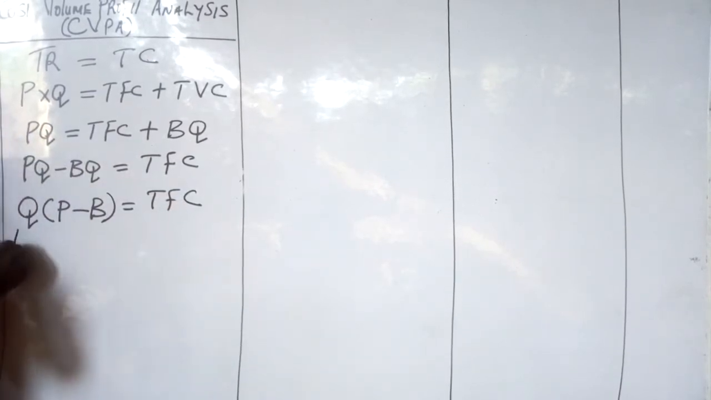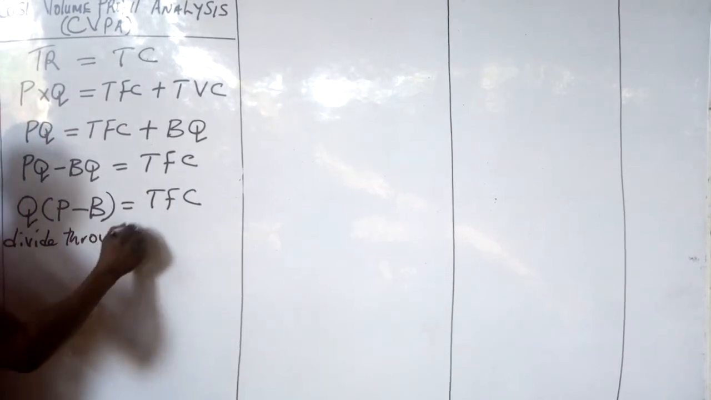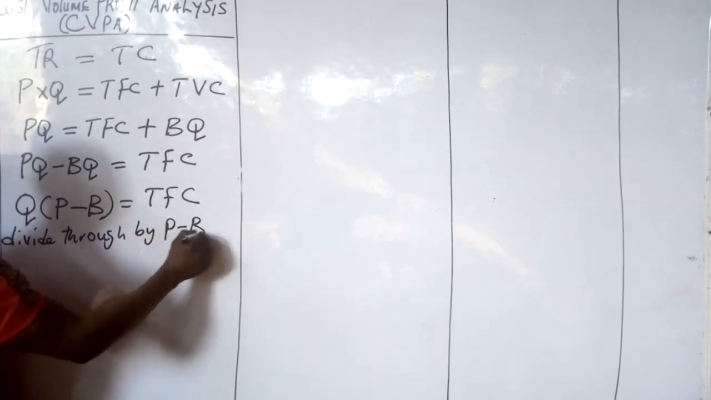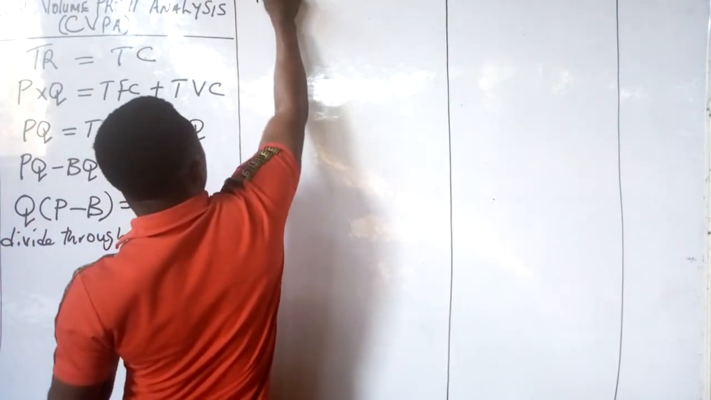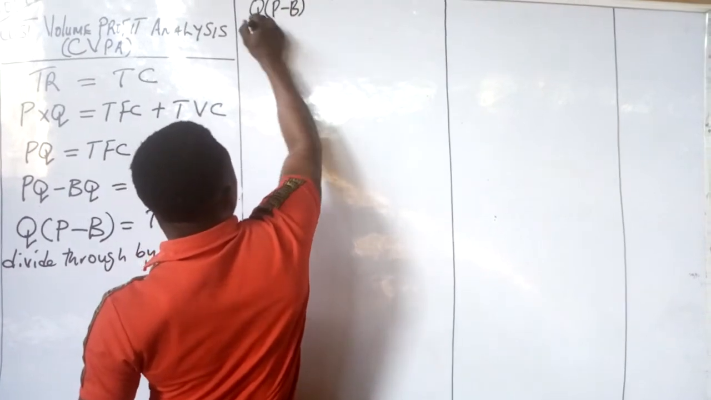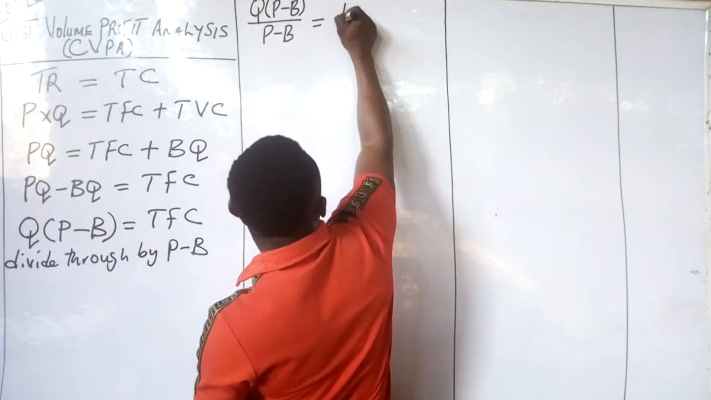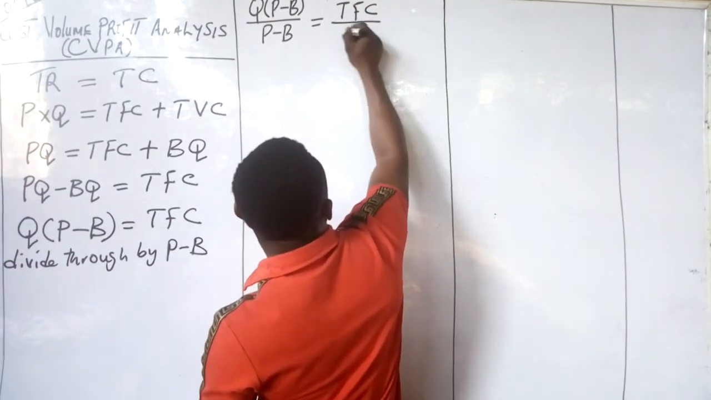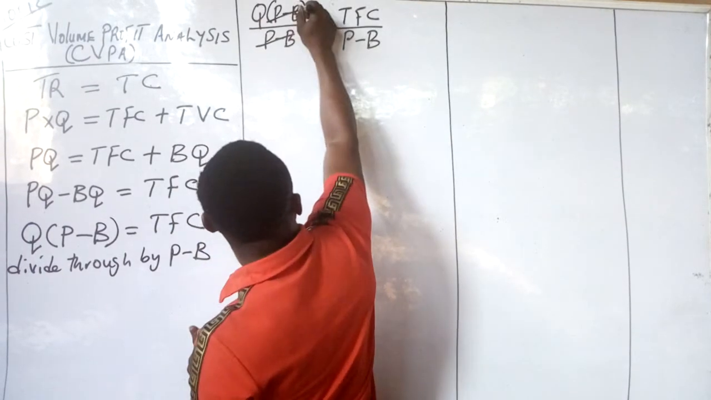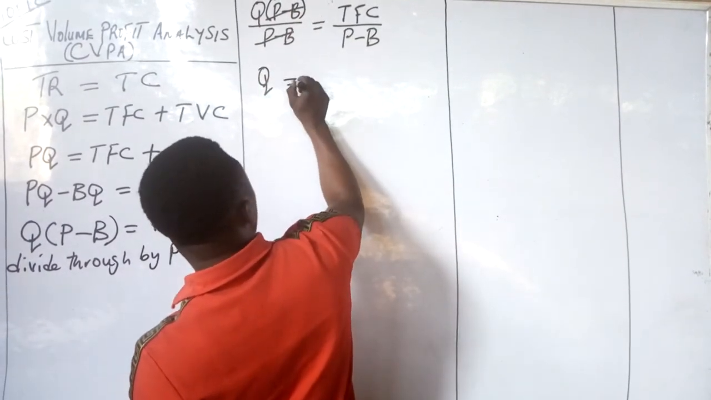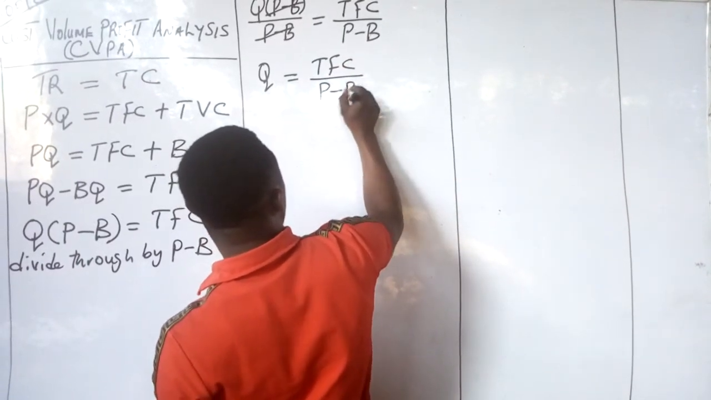Now we divide through by P minus B. So we'll obtain Q into P minus B divided by P minus B equals total fixed cost divided by P minus B. So this, we cancel this. We have Q equals total fixed cost all over P minus B.